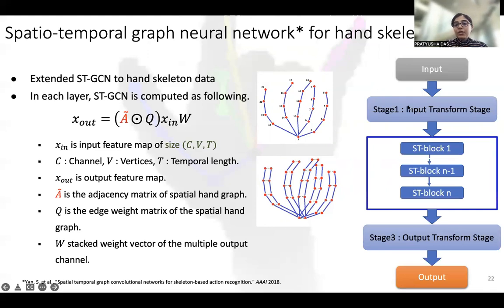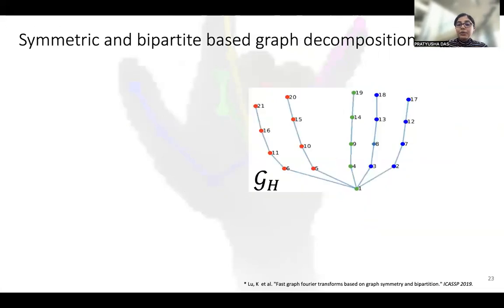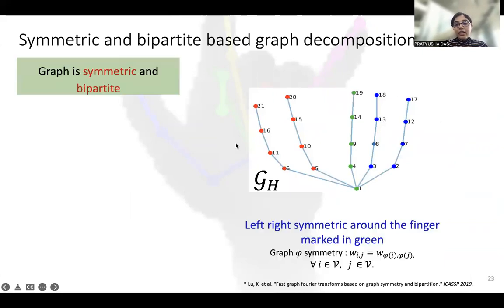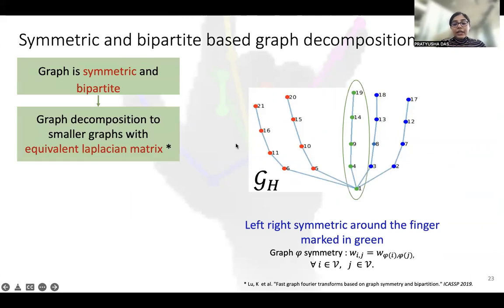And in the network, first we have this input transform stage, and then we have different layers of spatio-temporal neural network, and then we get the labels. Now, given this symmetric and bipartite hand graph, we can decompose it into smaller subgraphs.